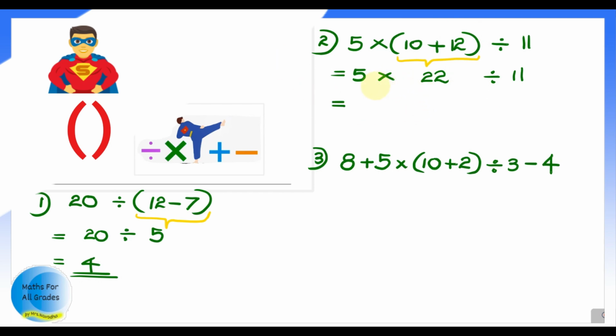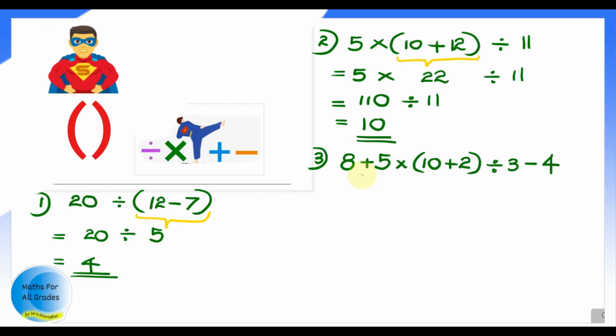Now look at here, you got multiplication and division. So you work from left to right. 5 times 22 equals 110. 110 divided by 11 equals 10. This is the final answer.